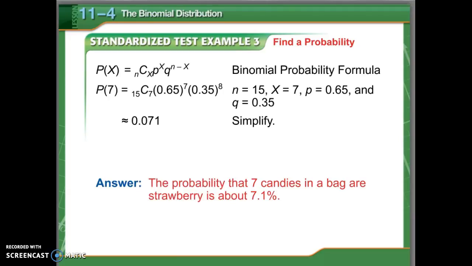And so our answer here, if we get a value of 0.071, that means that the probability that 7 candies in the bag are strawberry is about 7.1%. You need to take this decimal and move it 2 spaces to the right, and that gives your answer as a percentage. We're going to head over to check your progress.